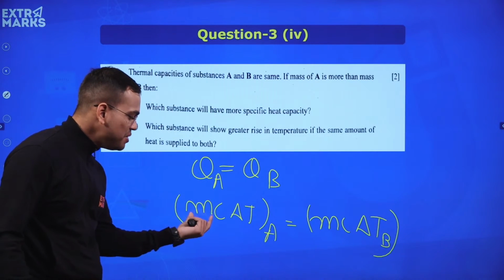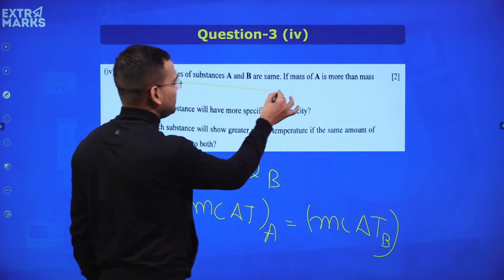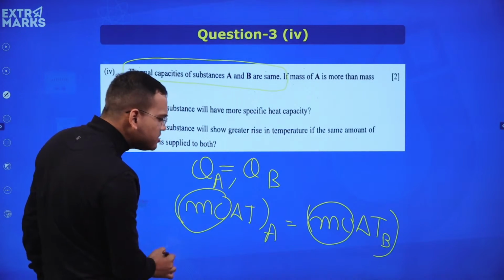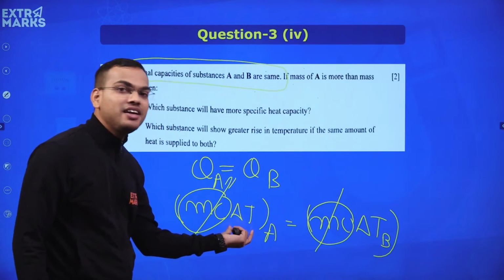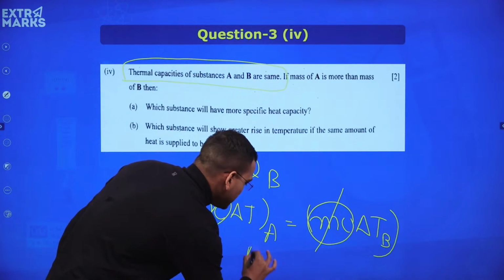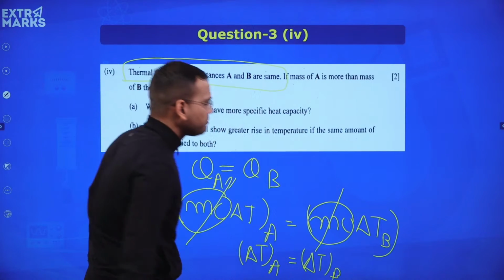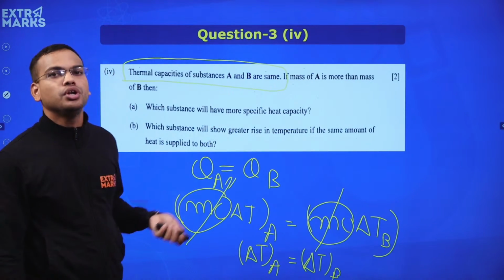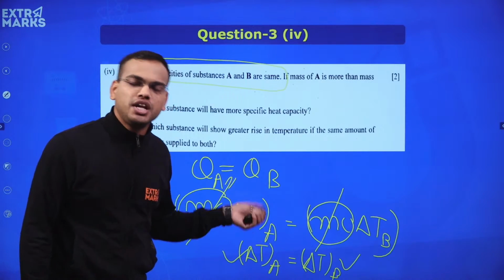Now we already know M into C is what? Thermal capacity. And if the thermal capacity of the substances are same, then M into C of A is M into C of B. That we can also cancel from both the sides. Now what is left? Delta T, change in temperature of body A and change in temperature of body B, which is equal. So delta T of A is equal to delta T of B. So which substance will show greater rise in temperature? No, both will experience the same rise in temperature. None of them will experience more, none of them will experience less.